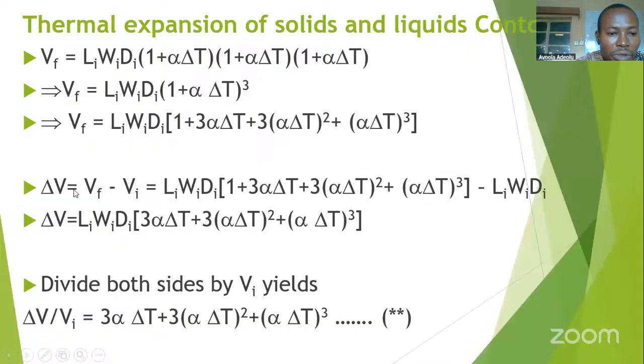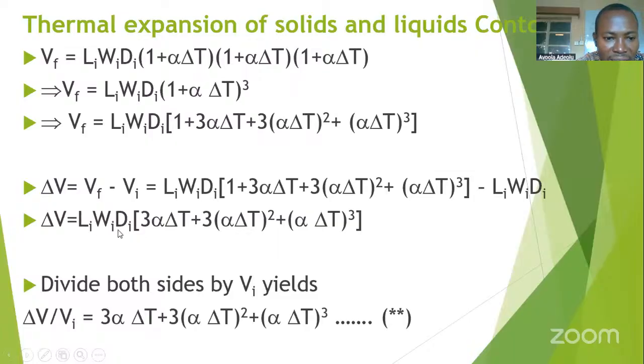What will now be our final volume? All this is our final volume according to what we have here, minus the initial volume. Then you have Li, Wi, Di here. You have it here too. You can factorize it out again.